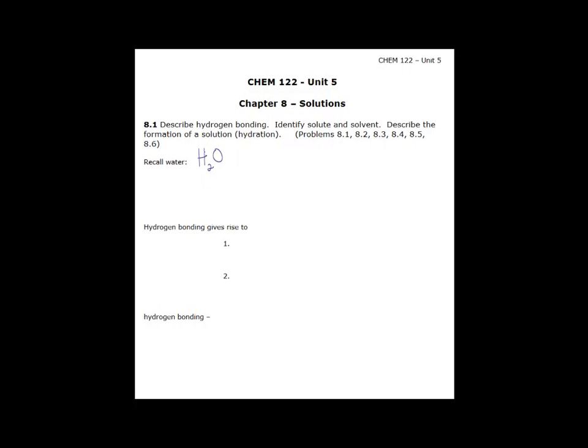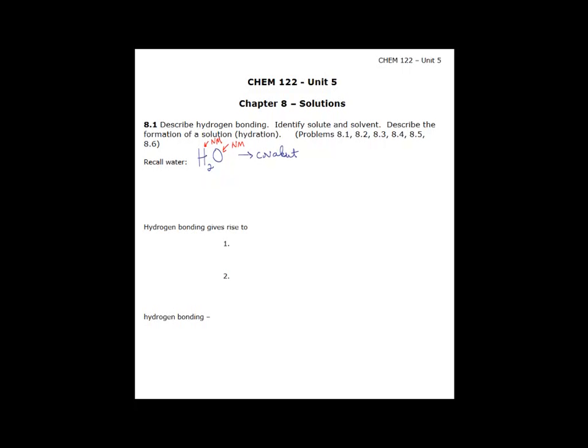Now, hydrogen, is it a metal or a nonmetal or a metalloid? It's a nonmetal. Oxygen is also a nonmetal. So what type of bonding holds water together? It's covalent. So this is a covalent compound. Now, we can break covalent down further. Remember, we talked about nonpolar covalent or polar covalent.